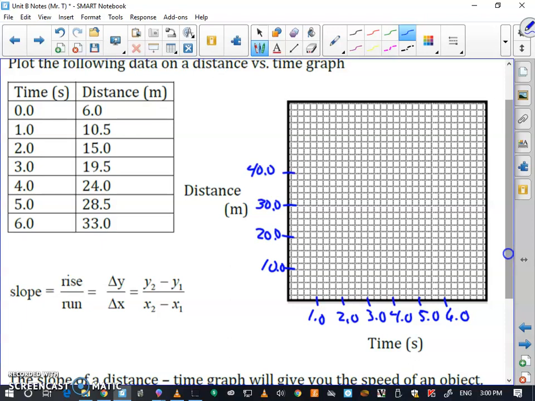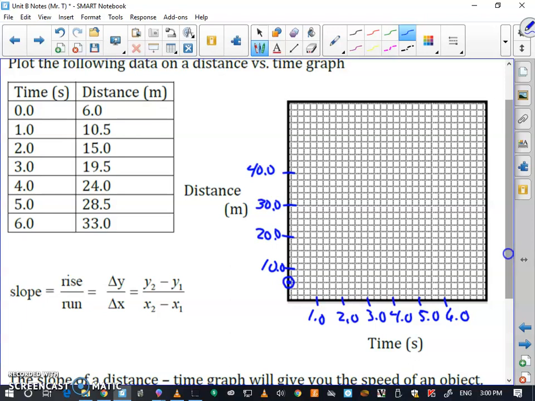Let's plot out what we can here. So we have 0 seconds going by. We're at 6 meters. So 2, 4, 6. So the point should be right here on the axis, 0 over and 6 up. Okay. I like to circle my data points so that I really emphasize where they are. Otherwise, I might lose sight of them on the page.